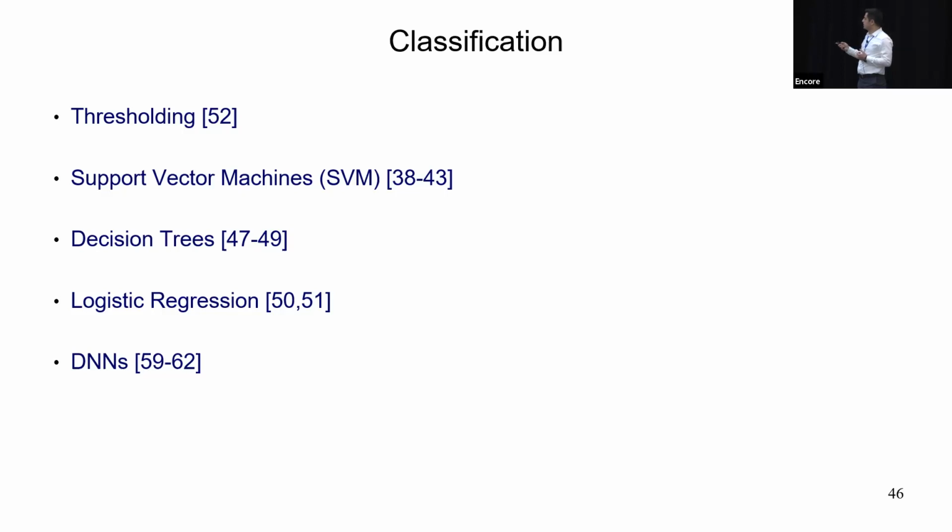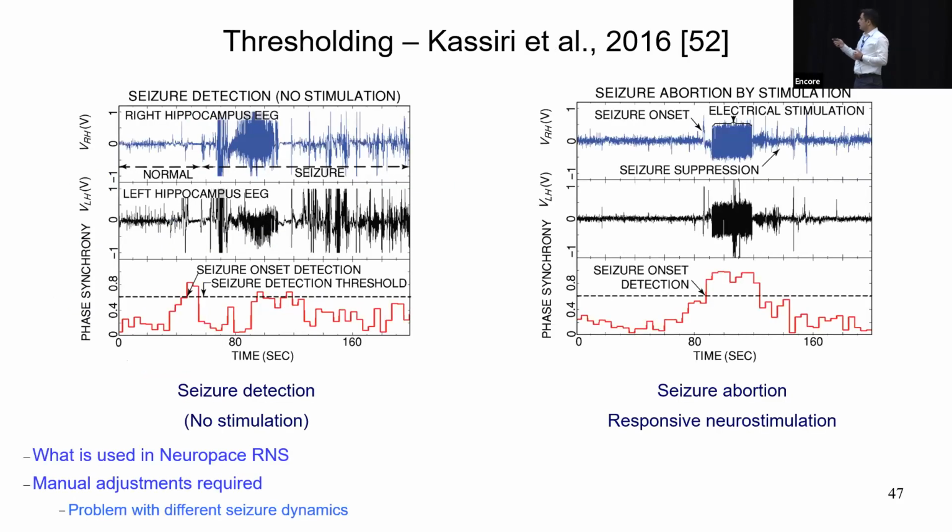So thresholding is probably the simplest method. The idea is very simple. You extract features and then you apply a certain threshold to detect a seizure or an upcoming seizure based on the feature or features that we have extracted. It's actually the method used in NeuroPace RNS, the closed loop commercial device that I talked about.